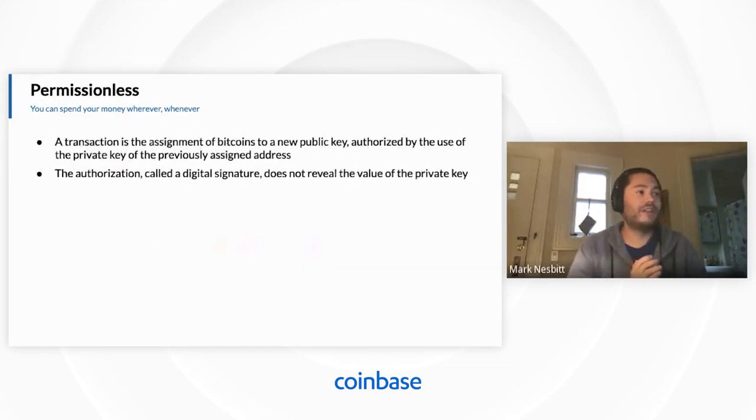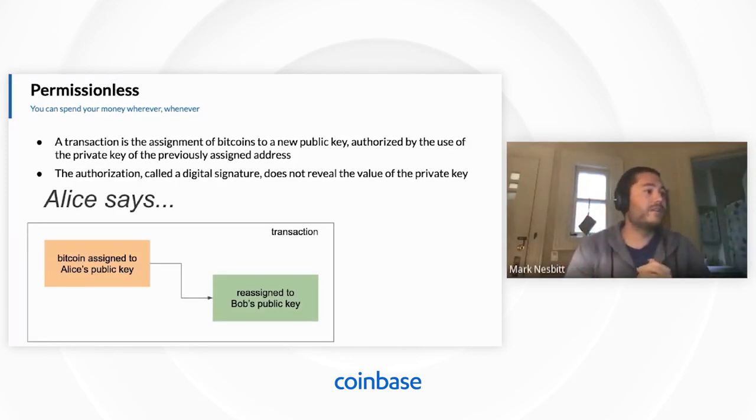So a transaction in Bitcoin is assigning the Bitcoins to a public key, and you do that with the private key used from where the Bitcoins currently are assigned. So it's a reassignment. And this authorization is the digital signature, and it doesn't reveal the value of the private key. So let's visualize this.